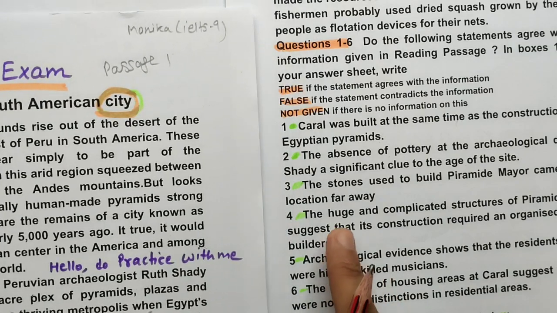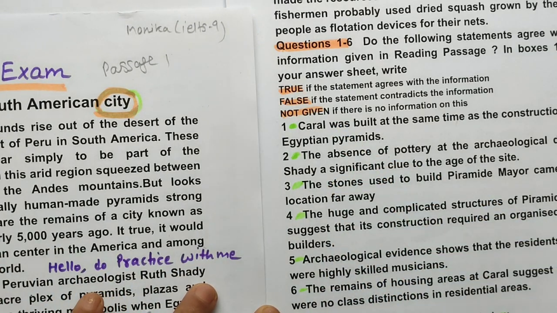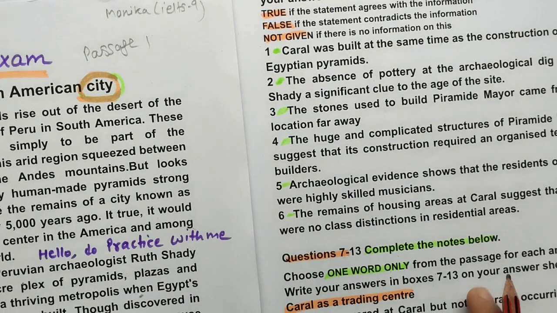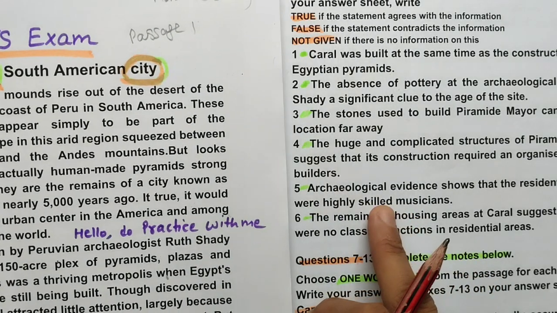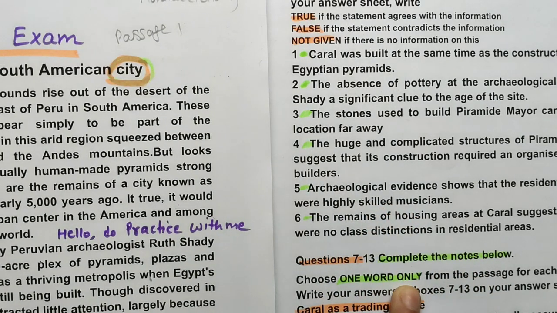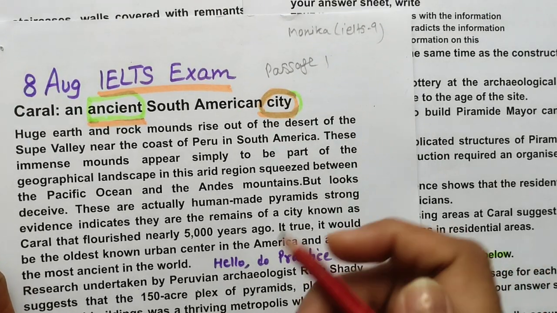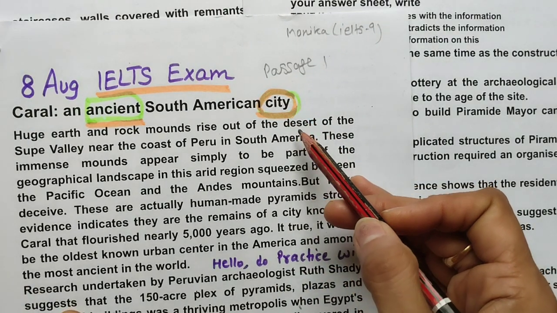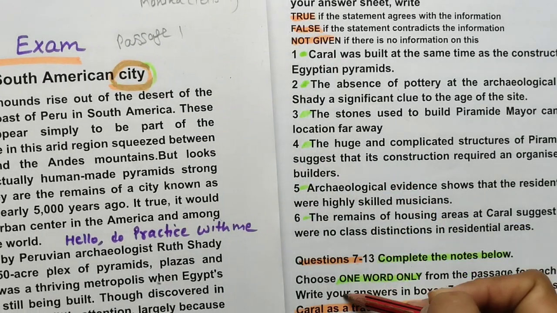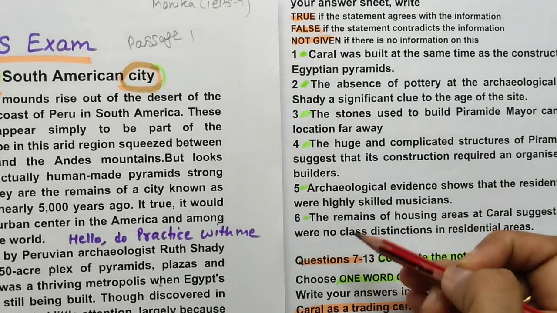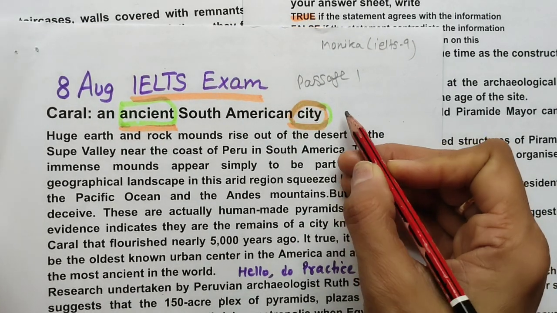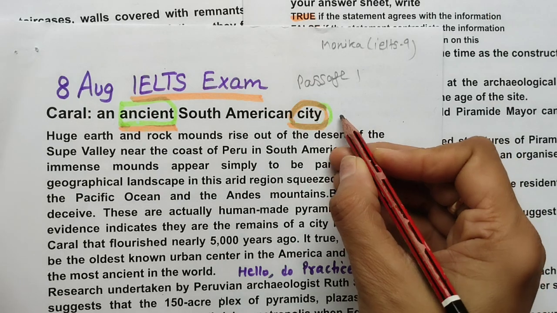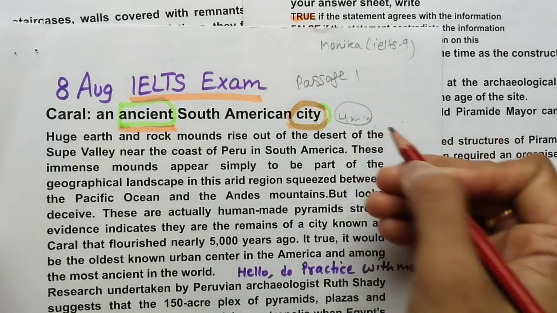For this reading we have two types of question: true false not given, and complete the notes below with one word only. And a third type of question is also there. No, there is actually no third type. So we will start with true false not given and then do the notes. In reading passage 1, where there are only two types of questions, you can save your time. At least try to finish this kind of reading within 15 or 16 minutes, so you are saving 4 minutes.